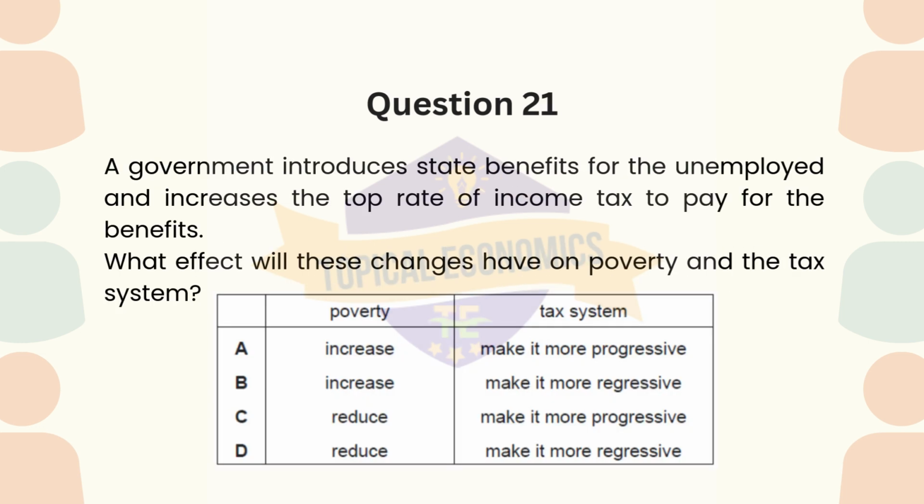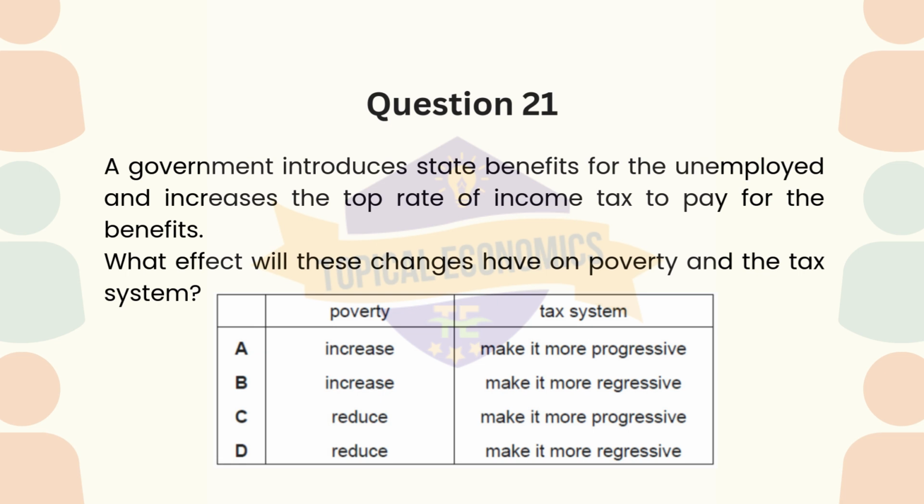Coming to question 21, this is from 2016 October-November paper version 2. A government introduces state benefits for the unemployed and increases the top rate of income tax to pay for the benefits. What effect will these changes have on poverty and the tax system? So they have said poverty will increase or decrease and the tax system will be progressive or regressive. We have to answer.